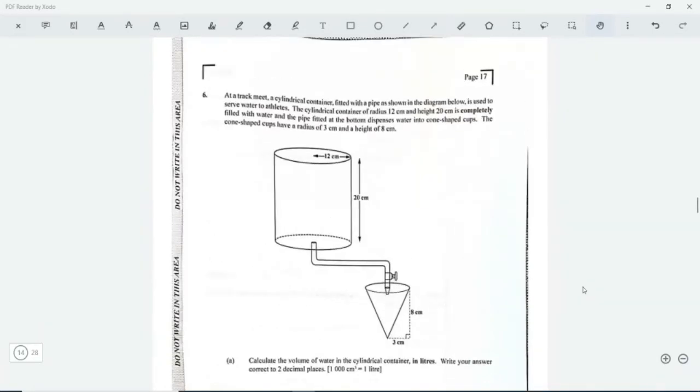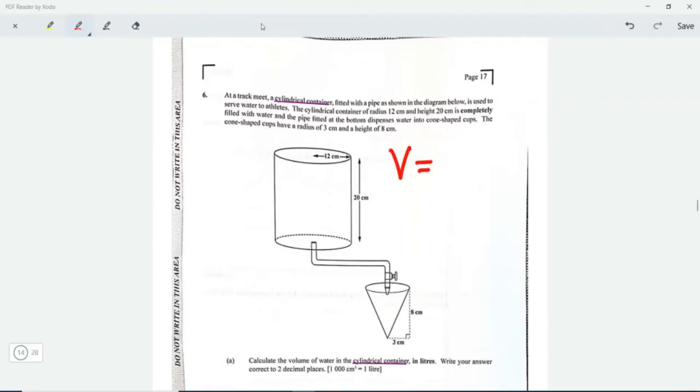place. So first thing they're asking us to do is just work out the volume of the cylindrical container. The cylindrical container is what was given at the start. This is the cylindrical container. Now, the volume of a container, always remember, is equal to the area of the cross-section multiplied by the height. That's how we find volume. Volume is area of the cross-section times the height. The cross-section in this case is a circle.